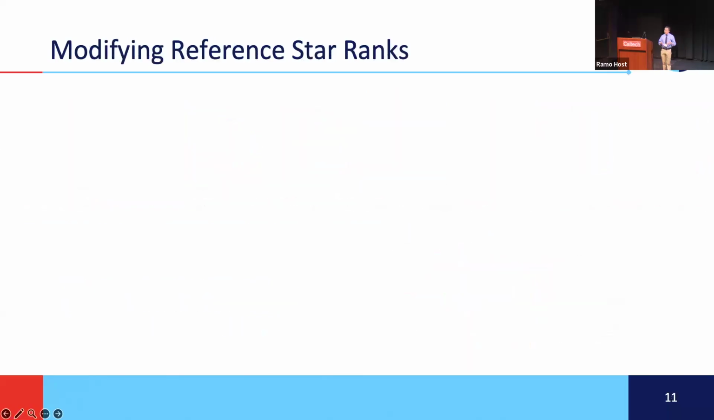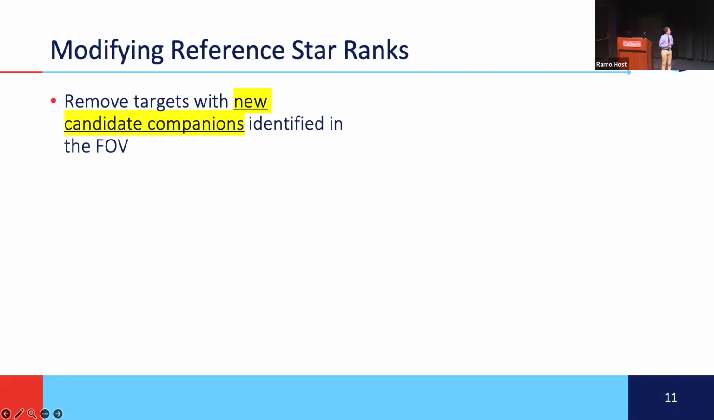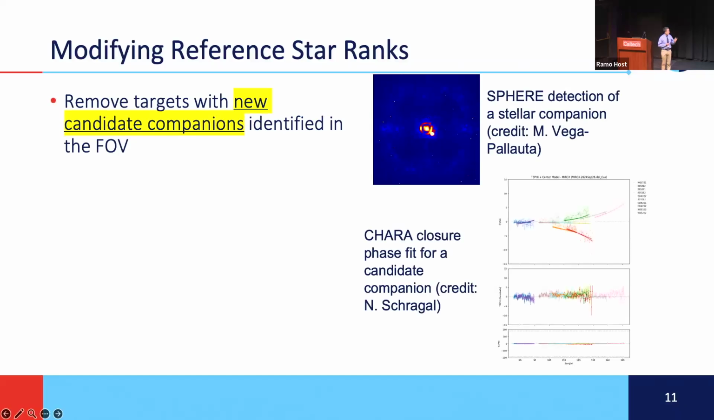Now, with all of this new information in hand, we recently went back to reassess our reference star rankings and modify how we think about how suitable reference stars are. So for one, we're going to remove any reference stars where we found new stellar companions. There's been a handful that we've seen from our deeper observations through both high contrast imaging and interferometry, a couple of which I wanted to highlight here. And we're also going to think about a couple other additional factors that may be bad for reference stars.